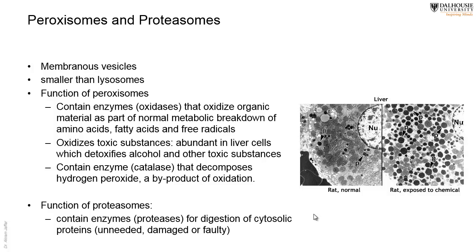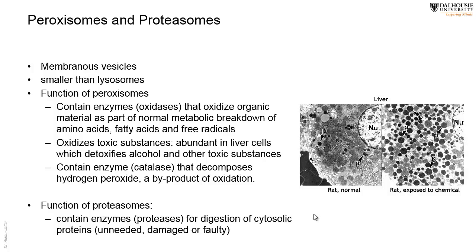The other organelles which look like lysosomes are called peroxisomes and proteasomes. The proteasomes, as their name indicates, digest protein, and the enzymes they contain are called proteases, and they digest worn out, defective protein. It's a process of manufacturing, so some of the products are defective products. These will be attacked and digested in proteasomes.